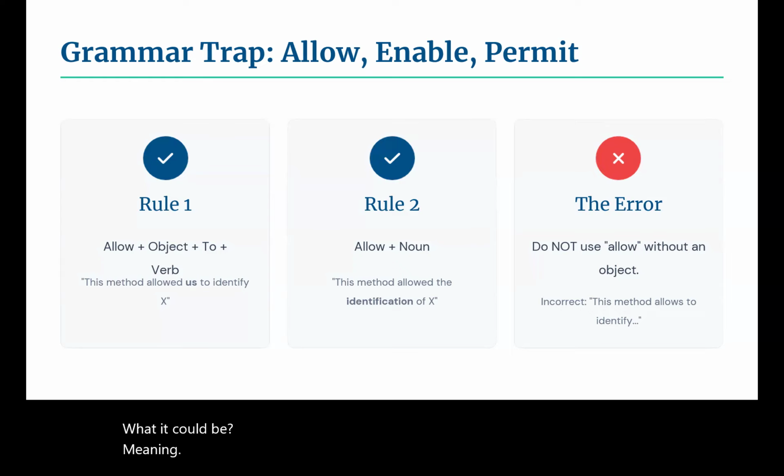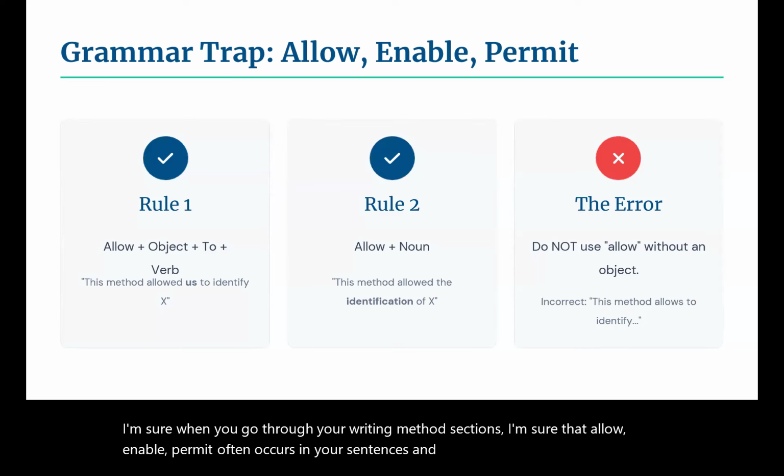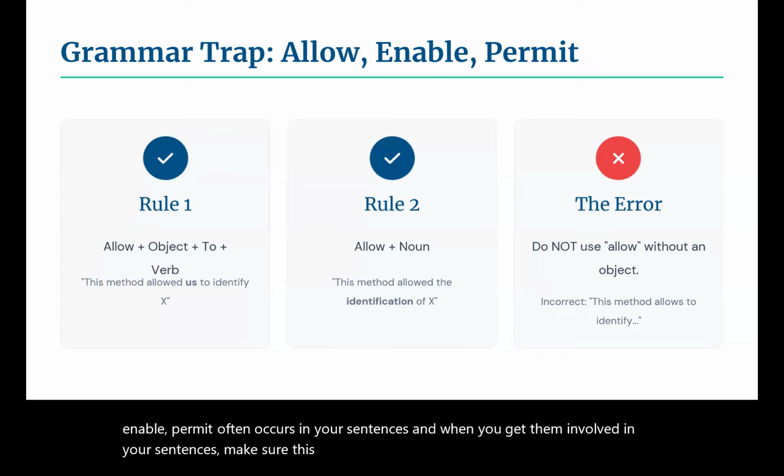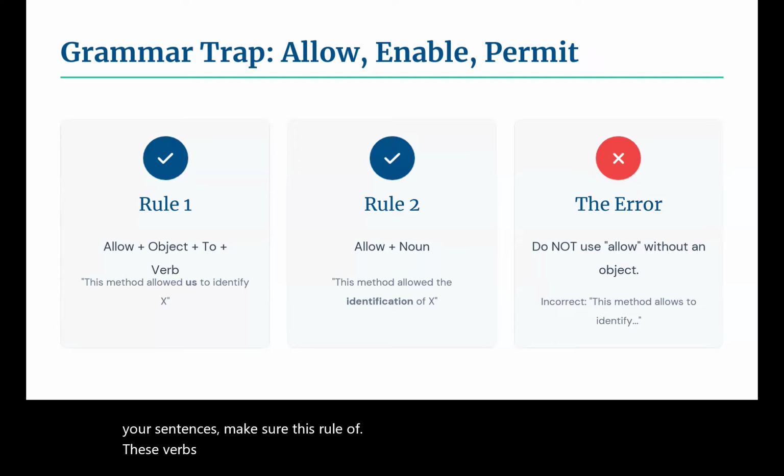I'm sure when you go through writing your methods sections, the verbs allow, enable, and permit often occur in your sentences. And when you get them involved in your sentences, make sure you follow the rule of these verbs with object plus infinitive verb form, or else any of these verbs following the noun form of the verb, and go ahead.